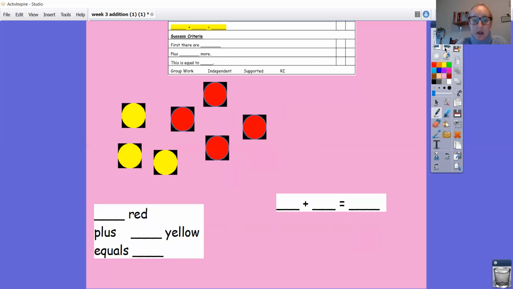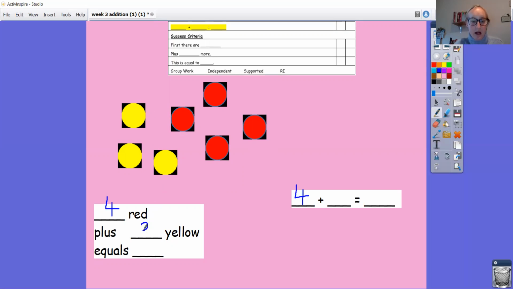Well done. Now we're going to continue with what we started doing yesterday and move this into writing our addition number sentences. So we're going to use this phrase to help us convert it. So let's start by identifying how many red counters we've got. So we've got 1, 2, 3, 4 red. Okay, so we've got 4 red counters. So first we have got 4. Plus, how many yellow counters have we got? 3. Well done. So we've got plus 3 yellow counters.